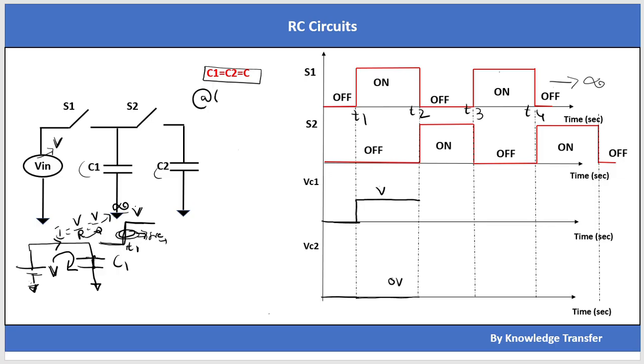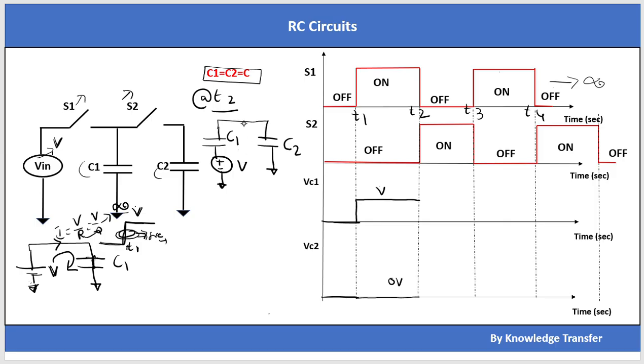Then let's analyze what's happening at t2. At time t2, if I redraw the circuit, S1 is turned off and S2 is turned on. Okay, this is interesting here. This capacitor has an initial voltage at t equal to t2. So let us assume at t2 the C1 capacitor is being charged with V volt. That's why I am representing it as a separate voltage source, and S2 is turned on, and there is a capacitor here which is C2, and this is C1.